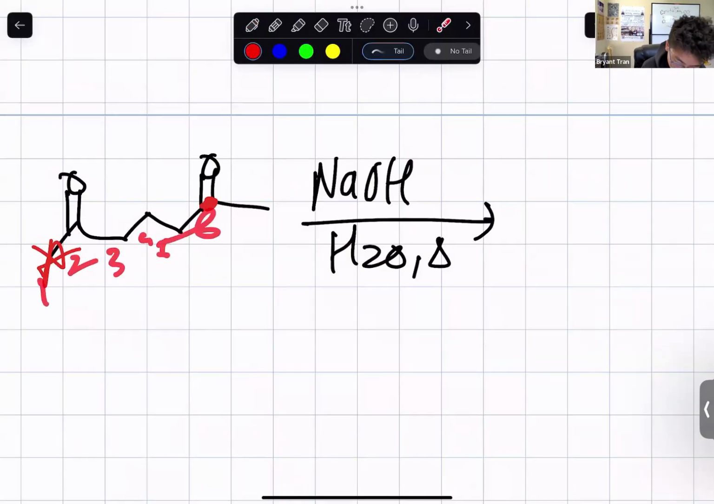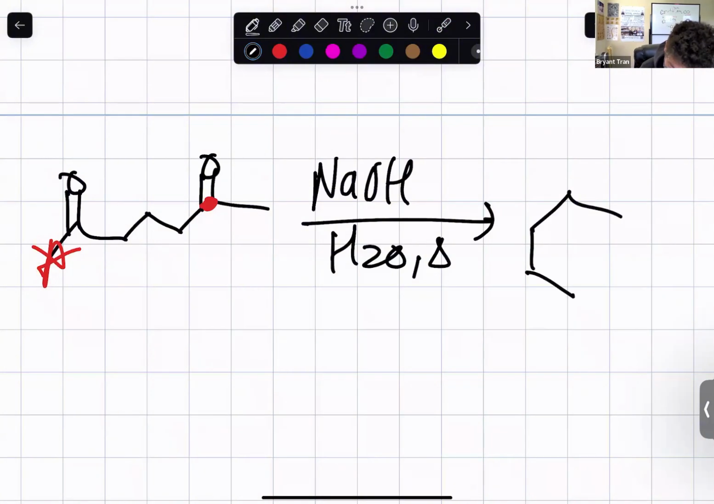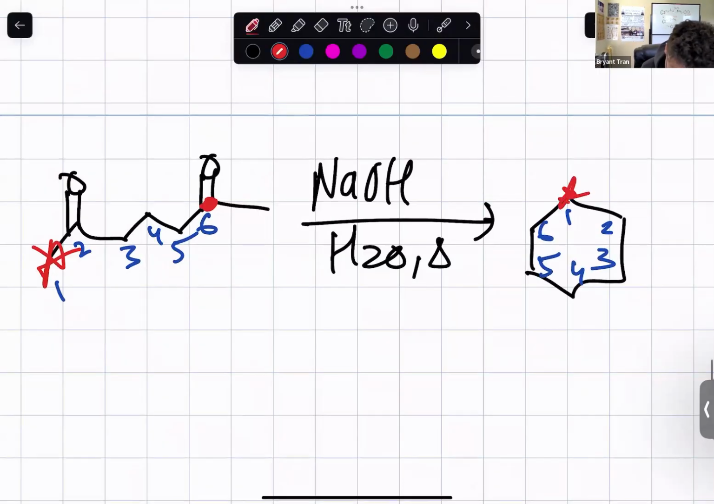Okay, so what I like to do is draw that 6-membered ring out, and I also like to number it, right? 1, 2, 3, 4, 5, 6. Where 1 is the star here, and then 6 is the dot here, right? And this right here is the new bond between 1 and 6. Now 2, the carbonyl stays the same, right? 6 has the methyl group, so that's going to be the methyl group right there.